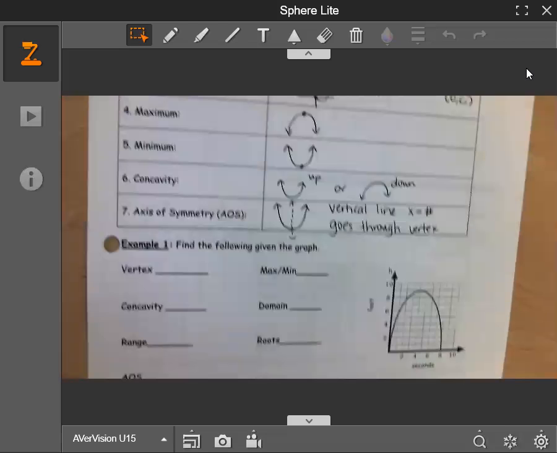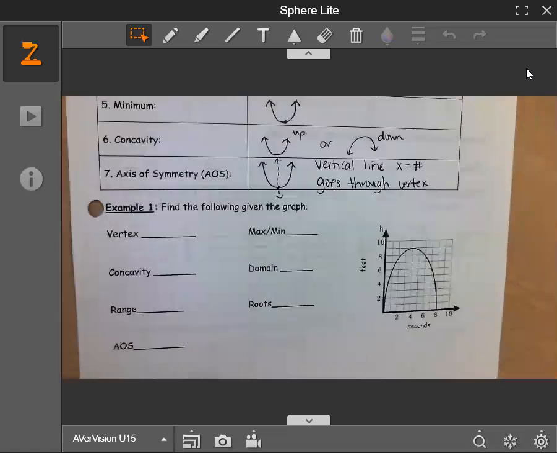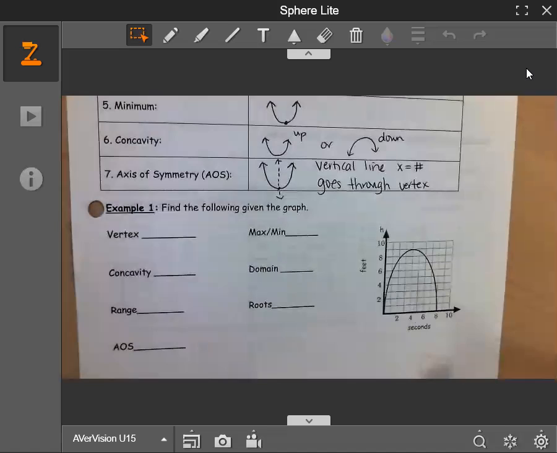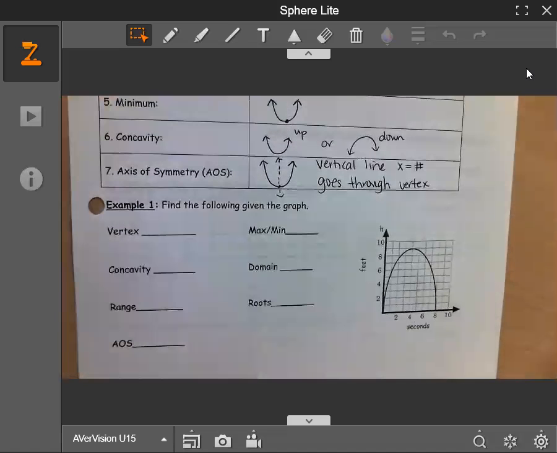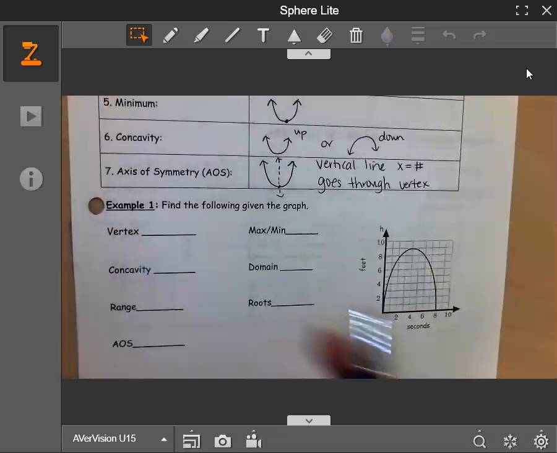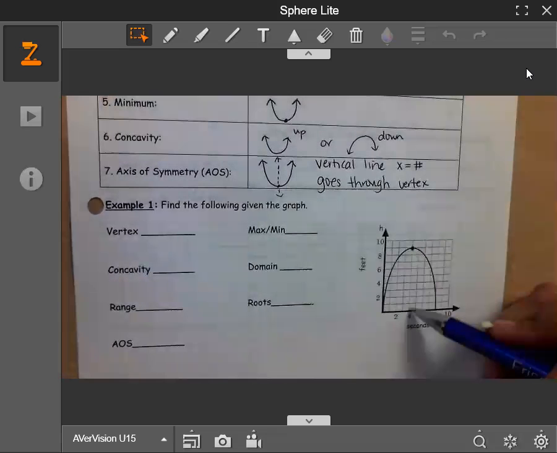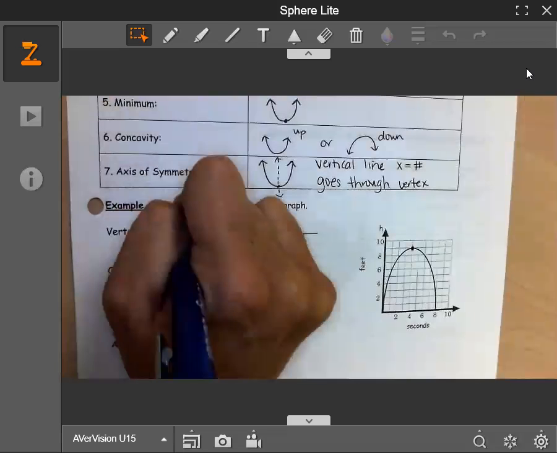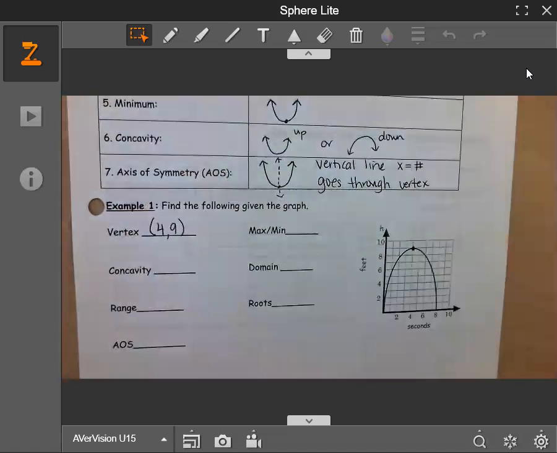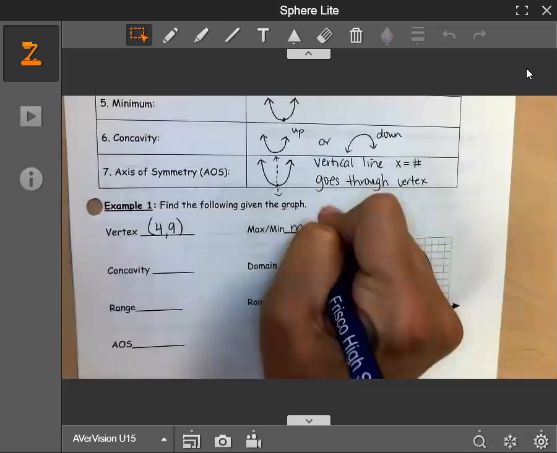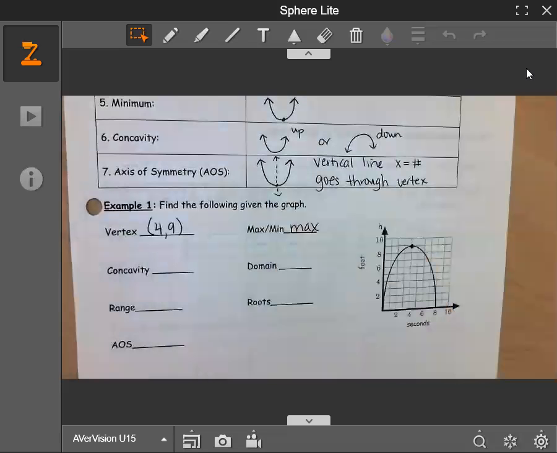So now we're going to look at an example of where you would get that information. So here is a parabola. It's talking about seconds and feet, so this would be a real life situation parabola. We're going to talk about the different parts from it. So the vertex is this point right here where it changes direction. So it is at (4, 9). It is an ordered pair, so you should be answering as an ordered pair. It's asking you if this is a max or a min. That is a max vertex since it opens downward. And so our concavity would be down.